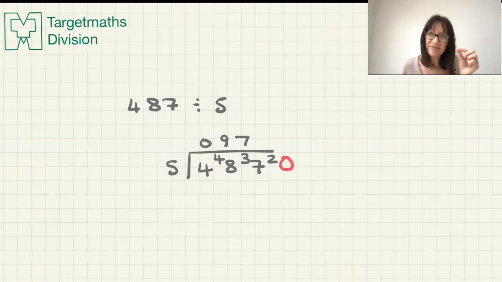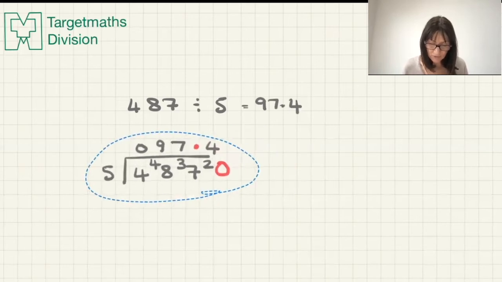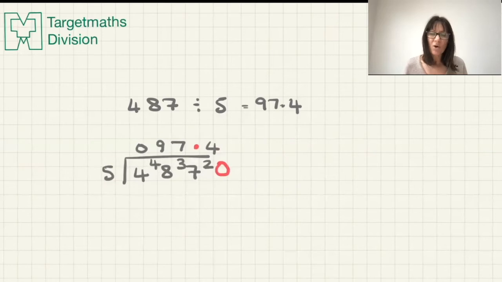And when I add that very first 0, I also put a decimal point up in my answer. And then I carry on. 5s into 20. 5s into 20 go 4 exactly. And that is my final answer, 97.4.